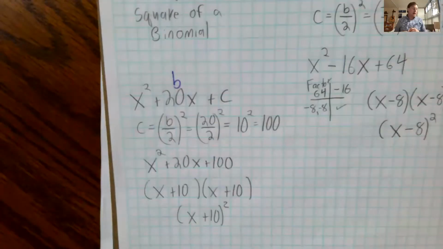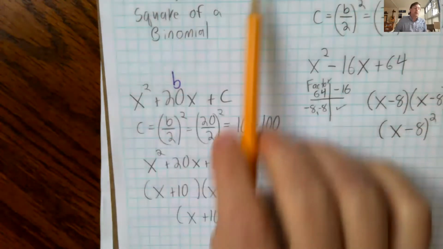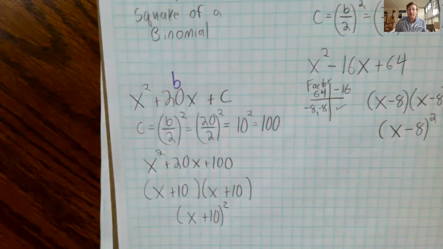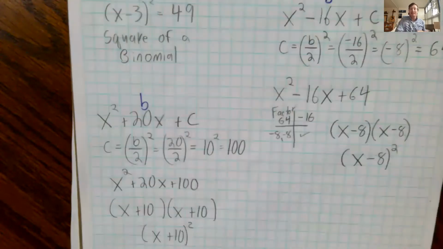So that's all I got for this video. I want you guys to go to the second part of the worksheet that we were working on Monday and figure out creating a perfect square trinomial by figuring out the C term and doing exactly what we just did in these notes here.